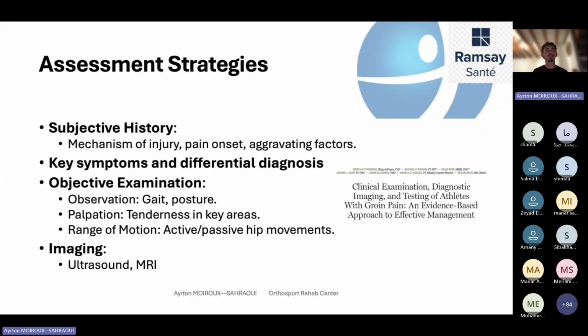But you need to always follow an assessment strategy to help you in choosing what strategy of treatment you should go after that. I hope I answered your question. I didn't talk too much for nothing.